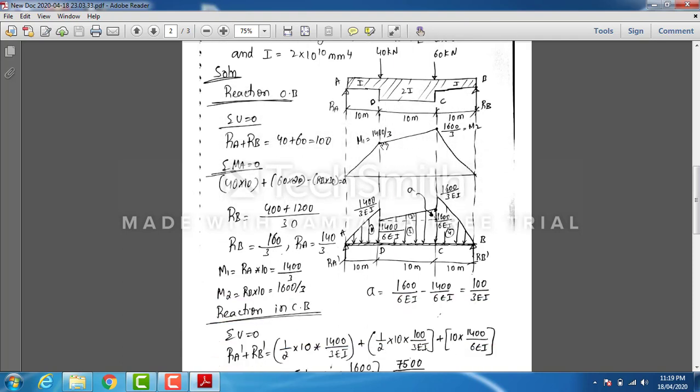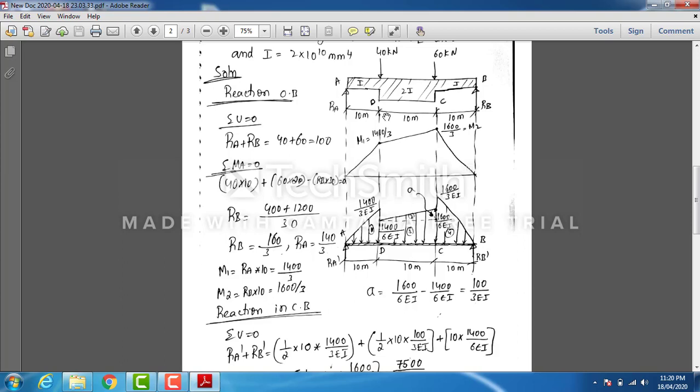Okay, so now coming to the bending moment diagram. So we got RA as 140 by 3 and RB as 160 by 3. So if we take moment about D, it is RA into 10. So RA into 10 is 1400 by 3. And if we take bending moment about C, let me come from this side. So it is RB into 10. So RB into 10 is 1600 by 3.